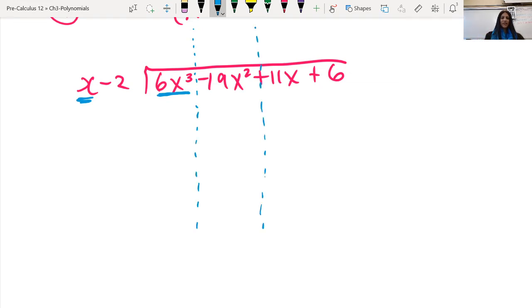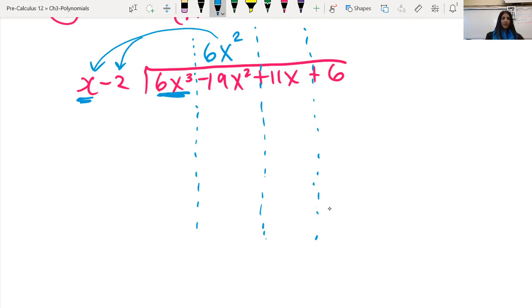It's sort of like we have our lanes set up vertically for each of our terms. And you don't want to mix up things in your lanes because a lot of mistakes can happen that way. But when I divide this 6x cubed by x, and I get 6x squared, I put that in the x squared lane. And from there, I'm going to multiply this out by this and this, and I'm going to put my solution down here.